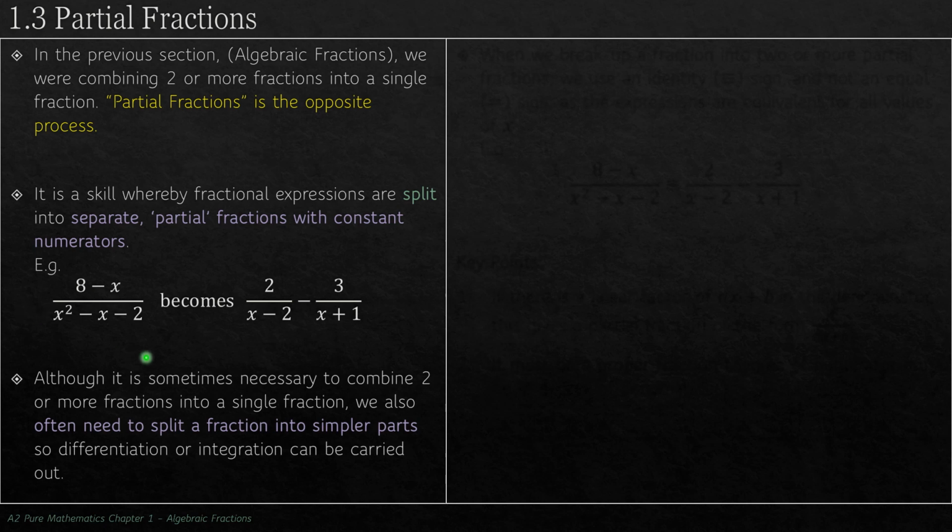Although it is sometimes necessary to combine two or more fractions into a single fraction, like you learned to do in the previous section, we also often need to split a fraction into simpler separate parts like these, so that subsequent differentiation or integration can be carried out. And you'll be doing this later in the course, where you're given a complicated fraction like this. You need to first separate it into its partial fractions, and then that allows you to easily differentiate it or integrate it or possibly do other things.